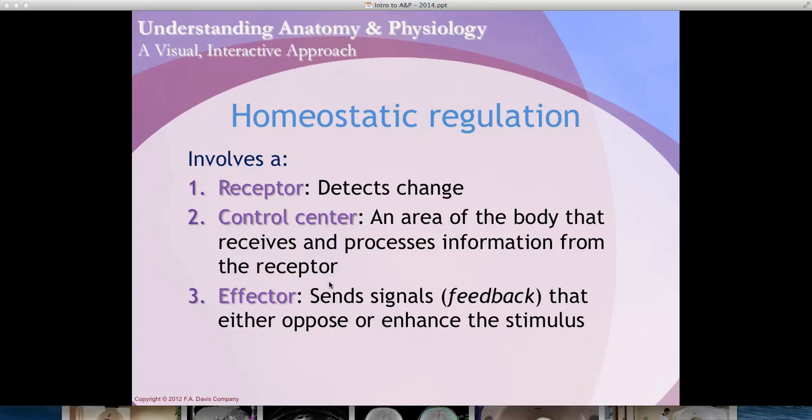Homeostatic regulation involves a receptor, which detects a change. It involves a control center, which is an area of the body that receives and processes information from the receptor, and an effector, which sends a signal back that either opposes or enhances the stimulus. So there are three main things involved. The receptor detects a change and sends a message to the control center, which processes the information and sends it to the effector, which then says, okay, we're going to either oppose or enhance that original stimulus that came from the receptor.